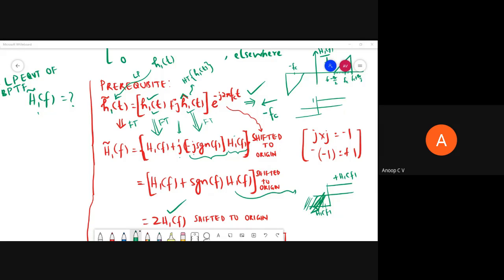I think someone is trying to join in. Okay, someone tried to join. Okay, fine. So this multiplication with e power minus j 2 pi fct becomes a shift by minus fc, so it will be shifted back to the origin. That is what I have written here.